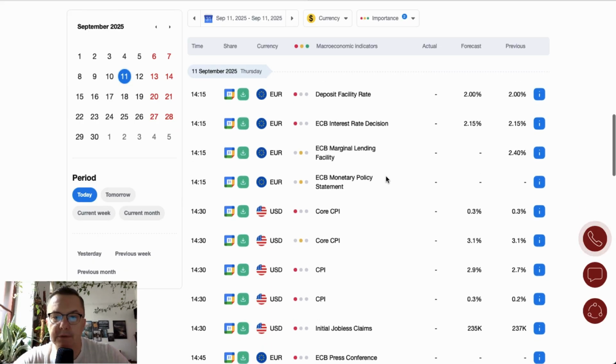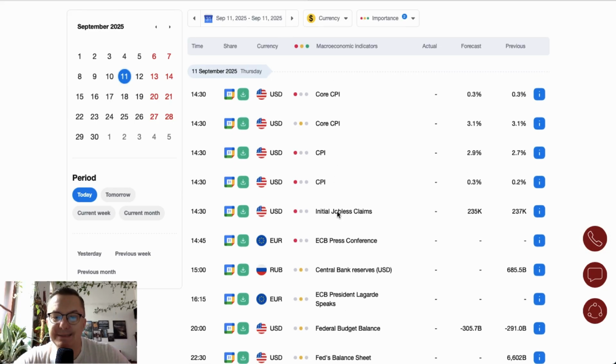At 2:15, the major event of today, the ECB interest rate decision and deposit facility rate decision, together with the marginal lending facility and monetary policy statement. The market participants expect the ECB to hold the interest rate at the level of 2.15%.